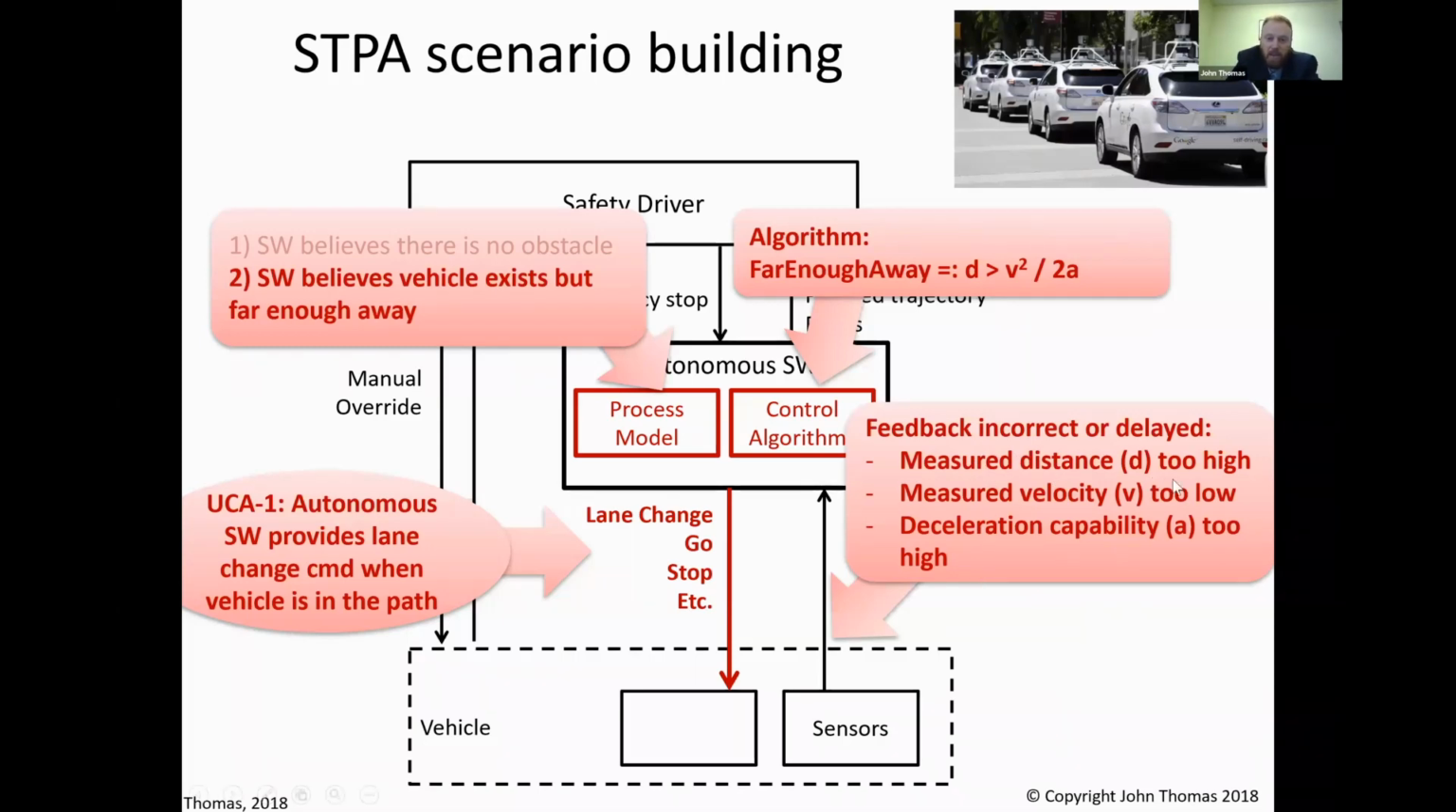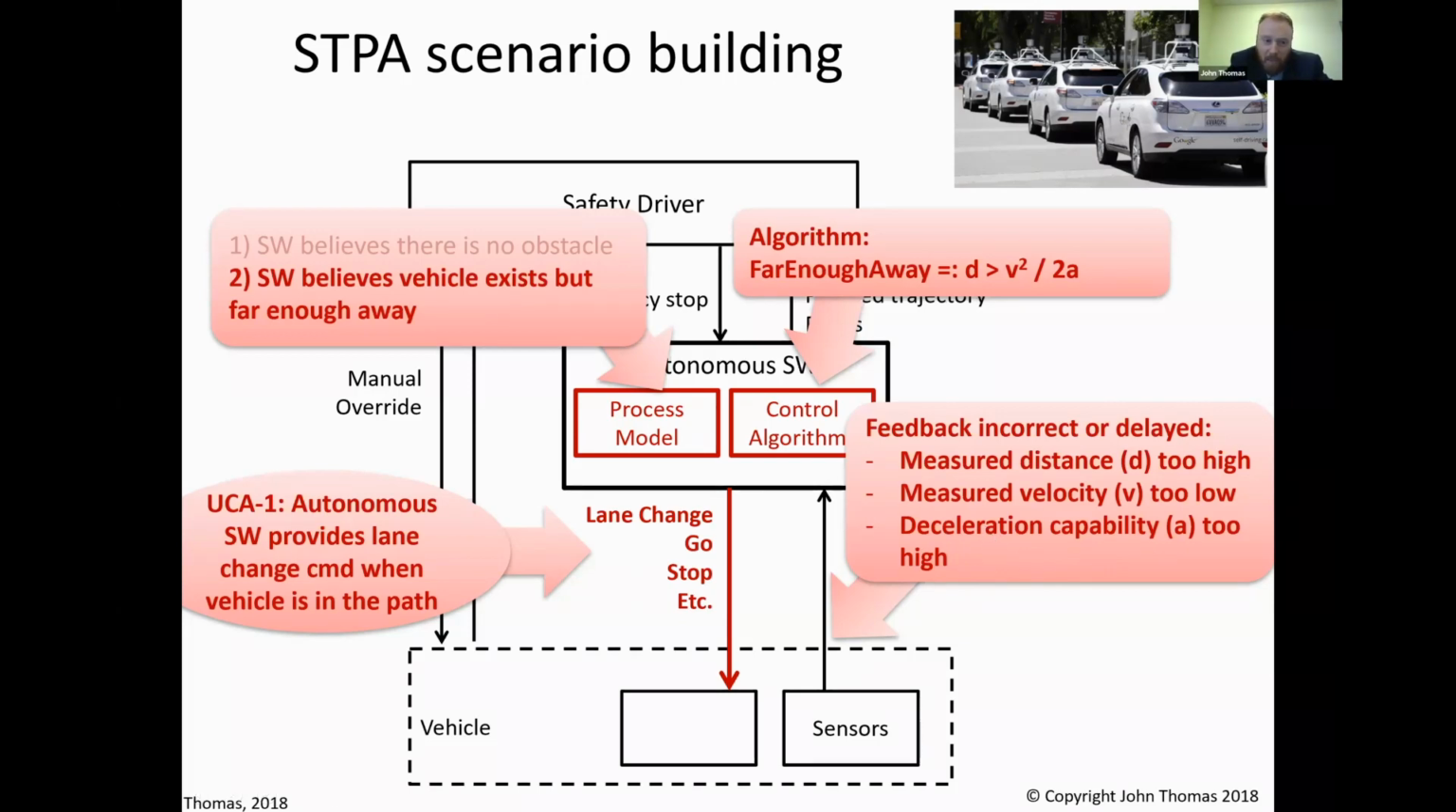If somehow the measured distance is too high, that would cause this to evaluate incorrectly. It would cause belief number 2 and would cause this unsafe control action. You'll merge into the car and you think you have enough time. If the measured velocity is too low, that'll cause this. And if the deceleration capability that you assume or measure is too high, that'll cause this.